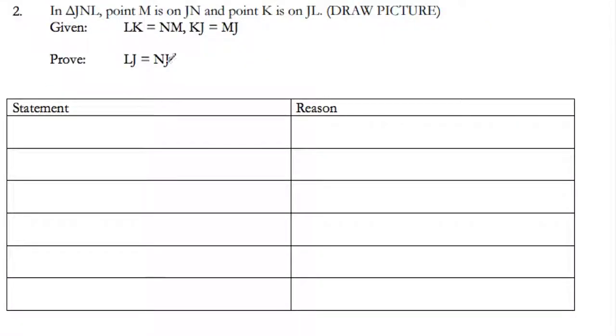All right, then this one here. Again, we want to draw another picture. Hopefully this helps us out this time. So in triangle JNL, there's a lovely triangle. We know that K is a point on JL. So there's point K. We know that LK is equal to NM. Point M is on JN.